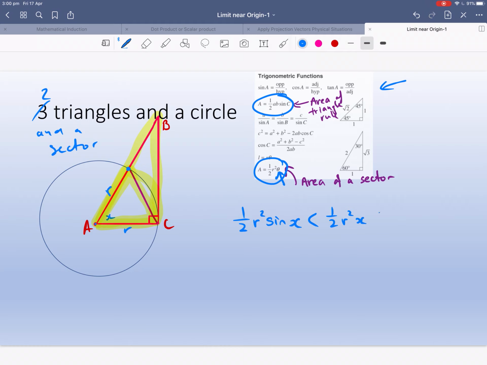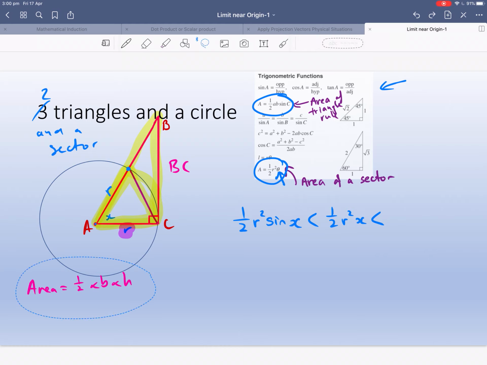Now that is also smaller than this big triangle here. I'm going to take a few steps to explain the area of it. The area of a normal triangle is just half times base times height. In this one the base is r and the height is BC, it's just this length here. So I need to get that in terms of something else.